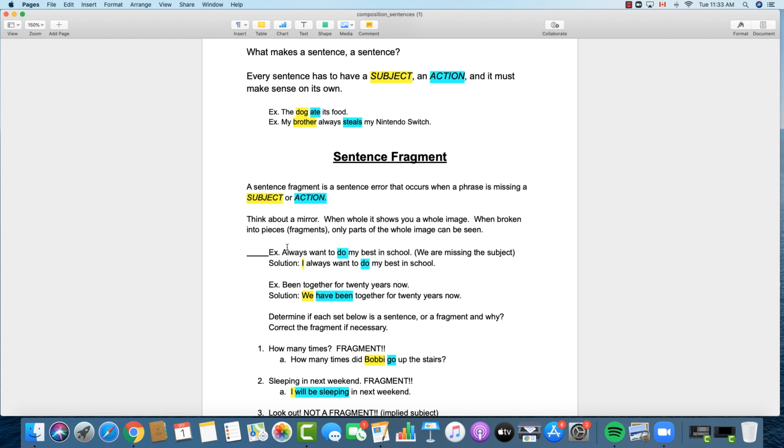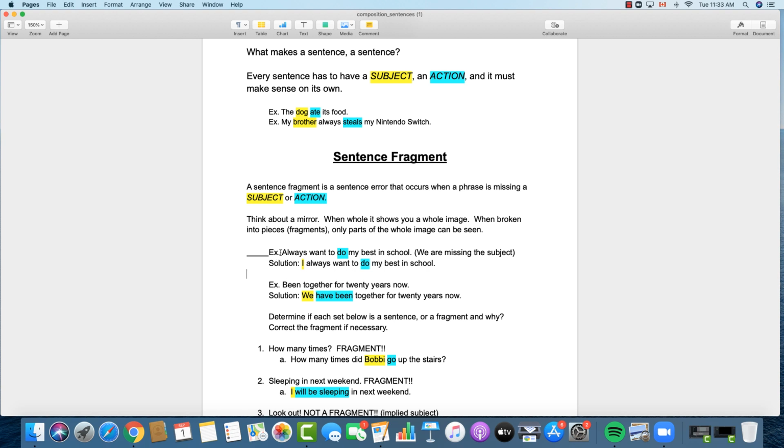We have to be very clear in all of our sentences what the subject is, and if we don't have a complete subject there, it is a fragment. So the way to fix that is to add in a subject. In this case, I added the word I, because that makes the most sense. So we end up with, I always want to do my best in school.